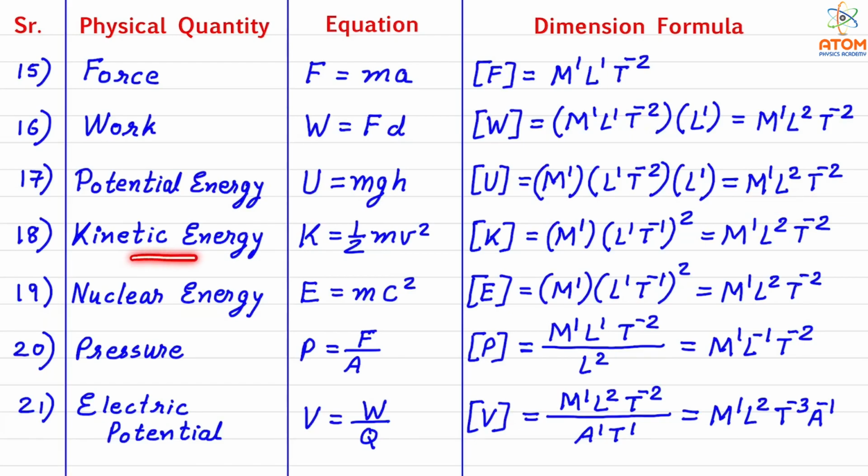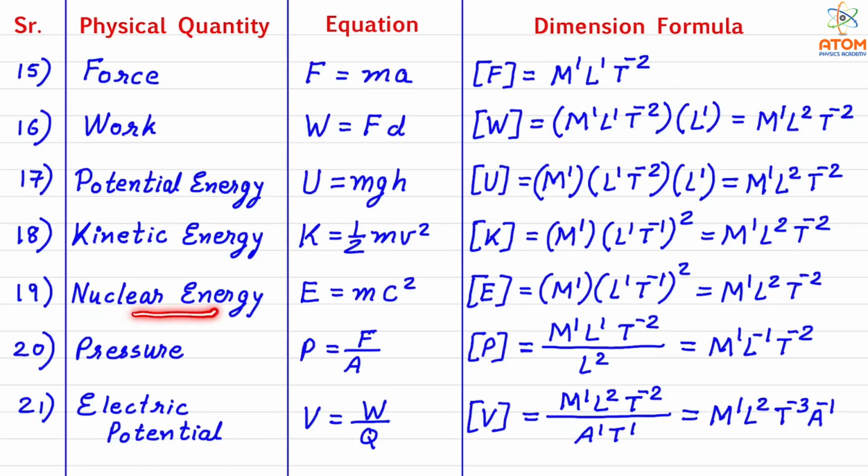Then kinetic energy. For kinetic energy the equation is, I hope you know already, K is equal to 1/2 mv square, where m is mass and v is the velocity. See, this 1/2 is of no use in dimensional analysis, you know already. So for mass we will put M1, for velocity we will put L1 T raised to minus 1, but there is a square, so here is a square. Solving this we will get M1 L2 T^-2.